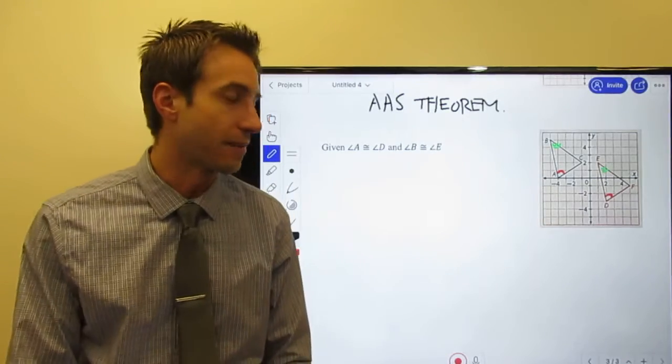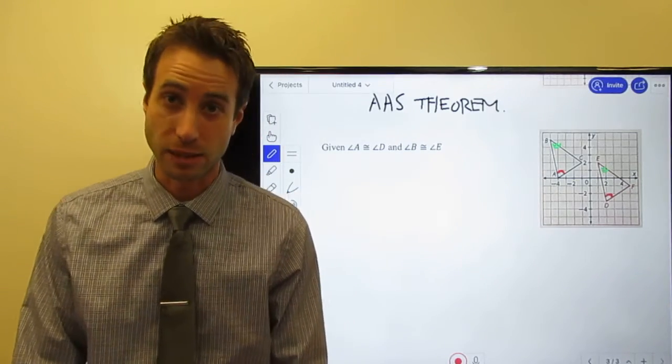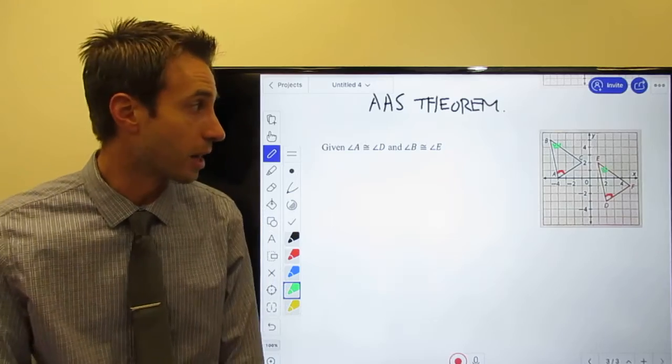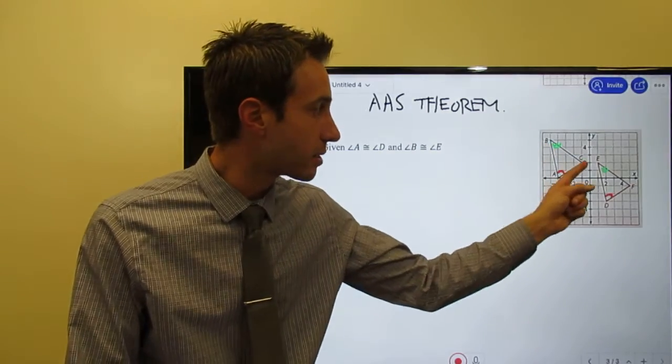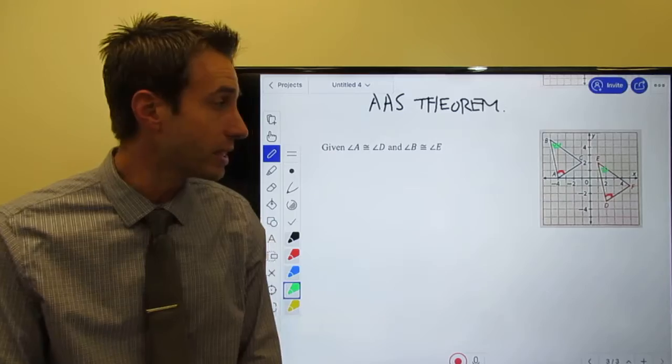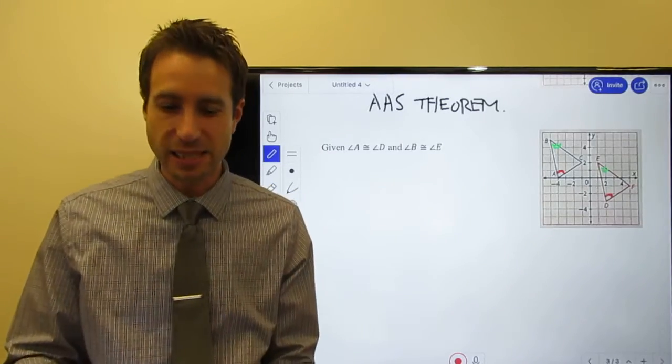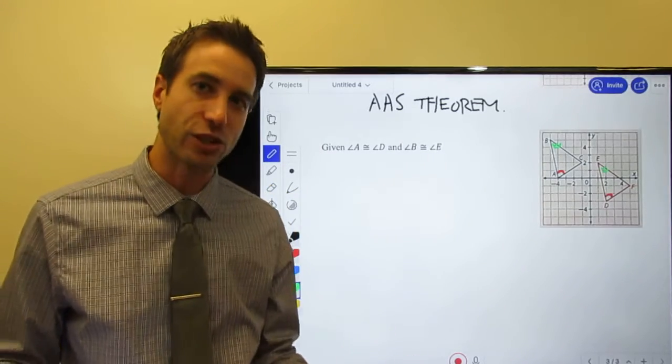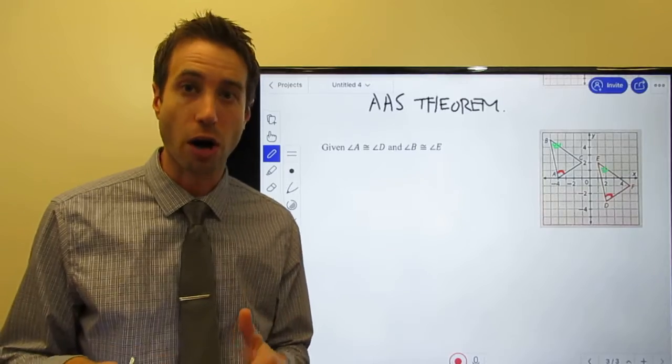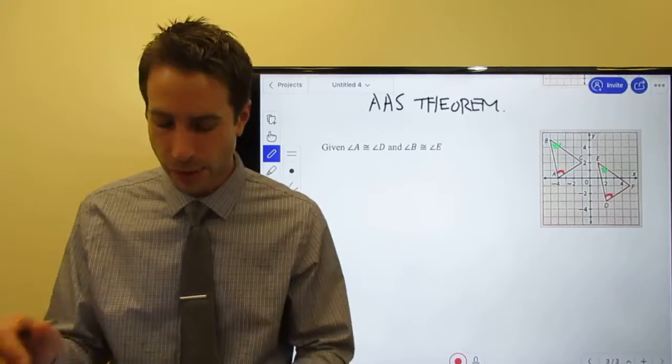Well, here's what we have to do. We have to do the distance formula. I can find the coordinates of any one of those points, plug those coordinates into the distance formula, and check to make sure that those sides are congruent. So, here we go.